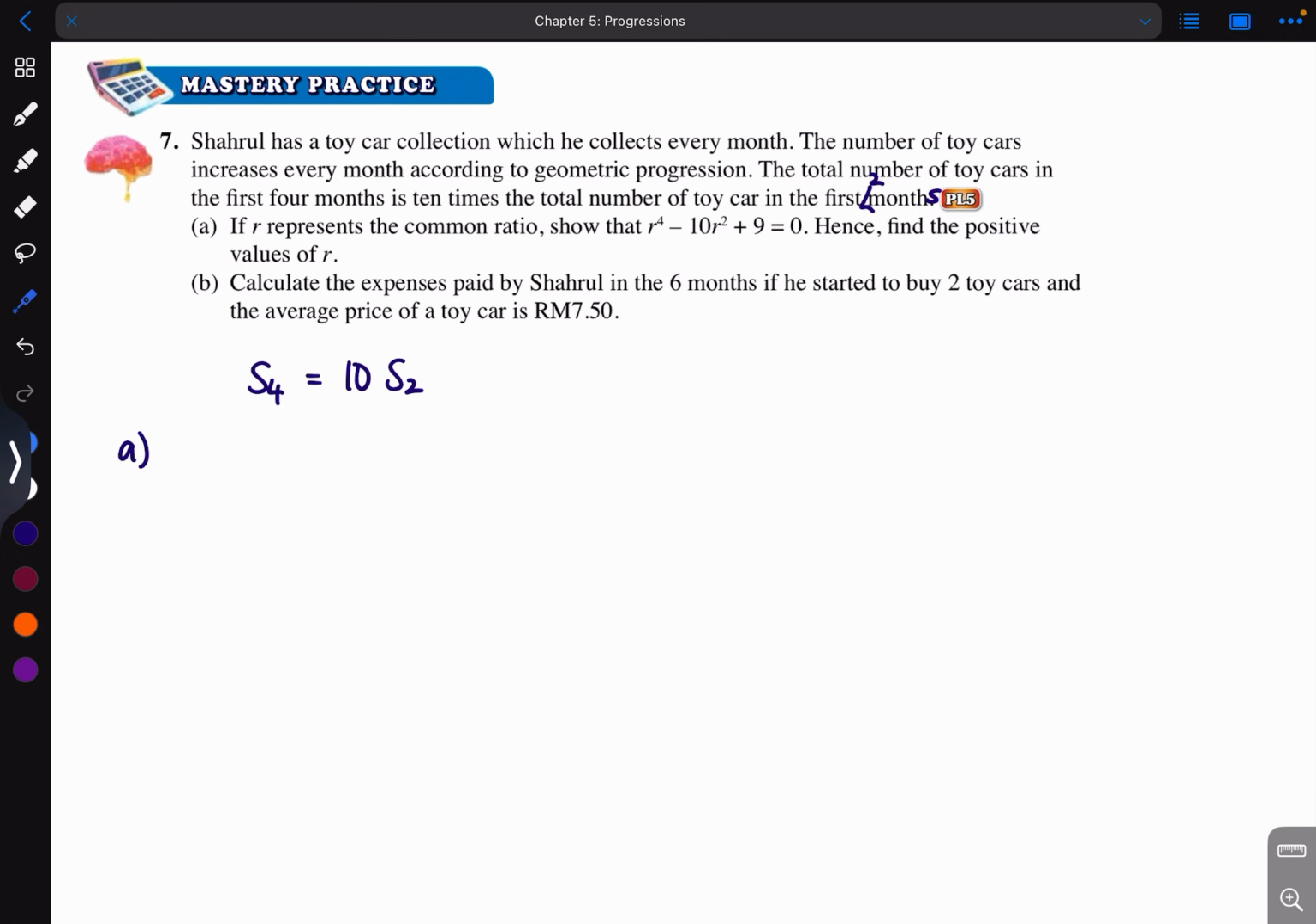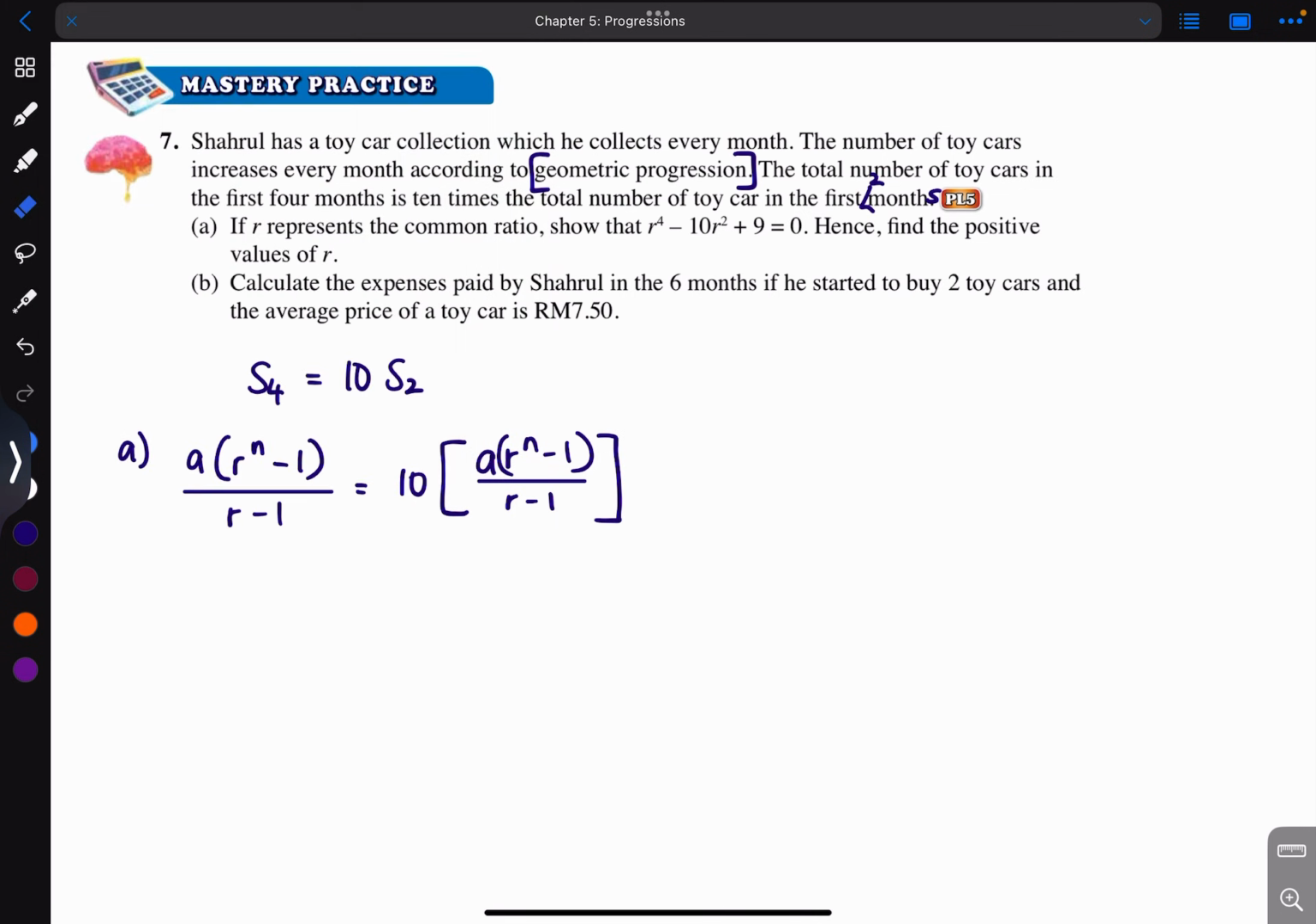A. If r represents the common ratio, show that this is this. Okay. So here, to find Sn for a geometric progression, the formula would be a(r^n minus 1) over (r minus 1). S4 over S2 equals 10. Since this is the fourth term, our n would be 4. Since this is the second, this will be 2.